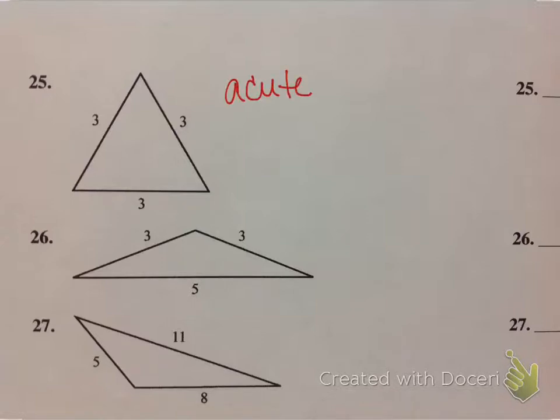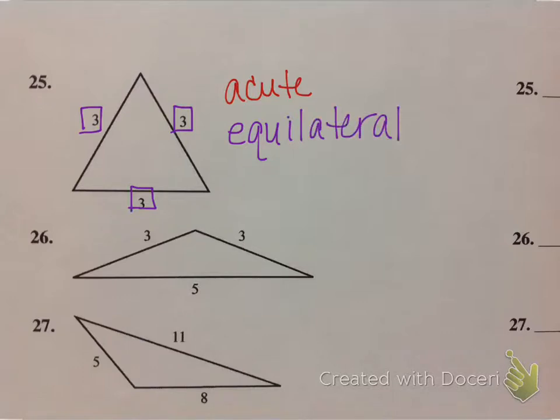Now if you look at the sides, we have 3, 3, and 3. When we classify it by its sides, this is what we call an equilateral triangle. So it's acute because all of its angle measures are less than 90, and it's equilateral because all of its sides are the same.